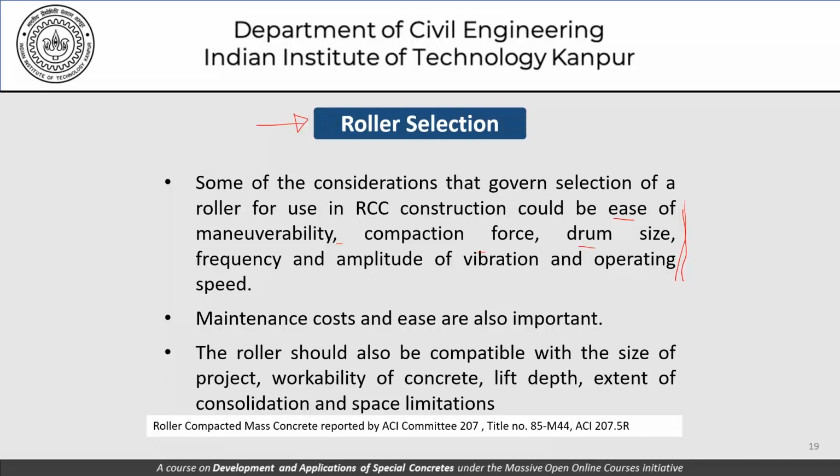The roller should also be compatible with the size of the project, the workability of concrete being used, lift depth, extent of consolidation, and space limitations. So it is important that we choose the roller not only considering the roller characteristics but also the construction characteristics. That is, what is the lift depth, what is the extent of consolidation that's required, and what are the space limitations that we have at the site where the roller has to go and vibrate and compact the concrete in place.